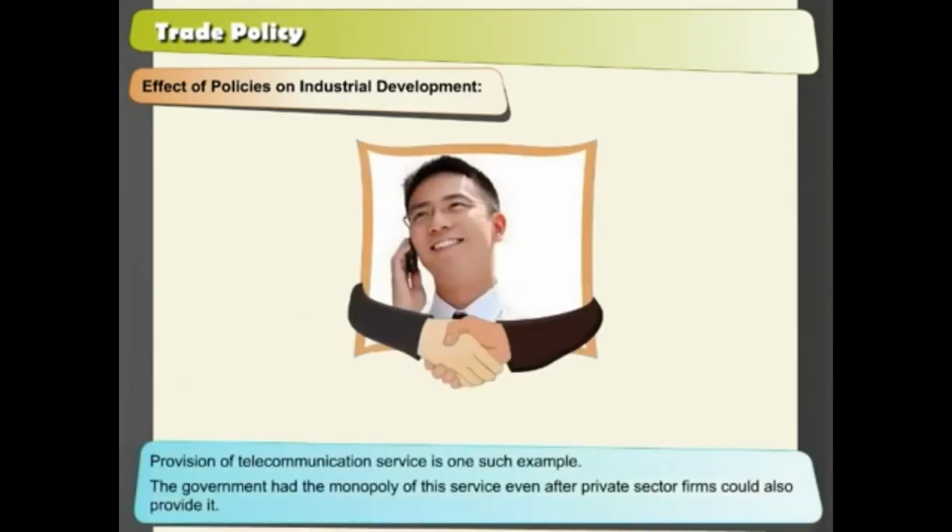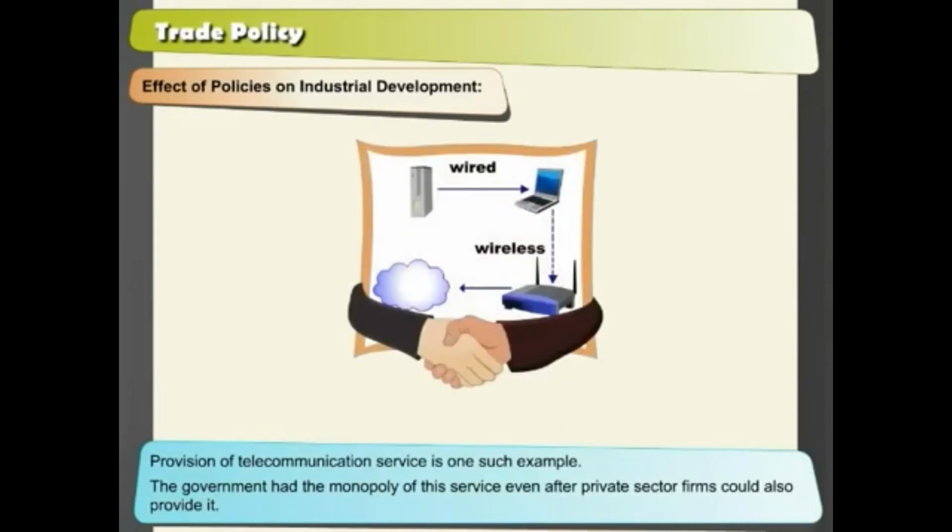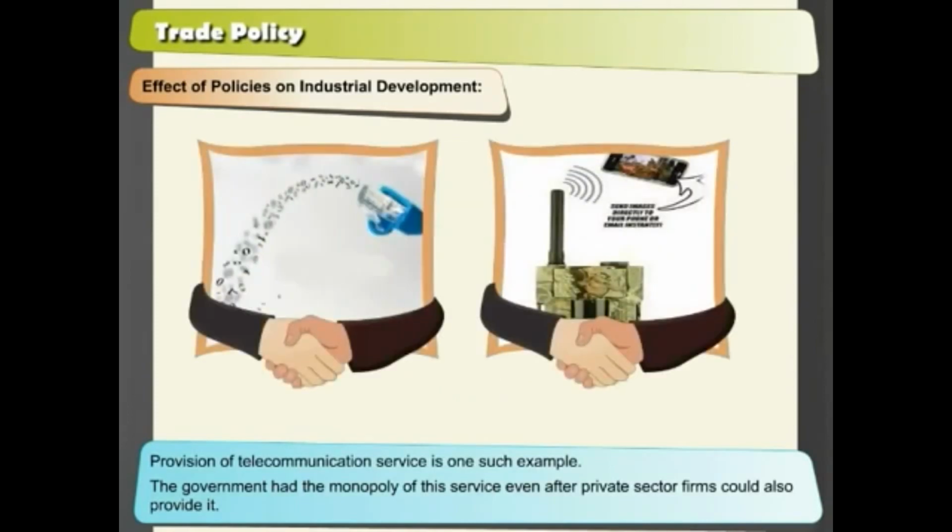Provision of telecommunications service is one such example. The government had the monopoly of this service even after the private sector firms could also provide it. Due to the absence of competition, till even the late 1990s, one had to wait for a long time to get a telephone connection.